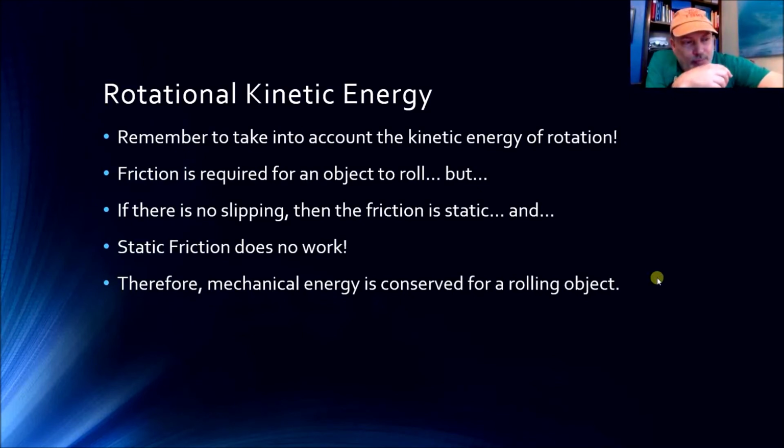So if I have a ball and there's no friction, it'll just slide. But there has to be friction for it to roll, okay? However, if it's rolling without slipping, then that is static friction. And if it's static friction, it doesn't do any work because the force does not move the object through a displacement. Okay? This is really critical. Things that roll without slipping, the mechanical energy remains constant.